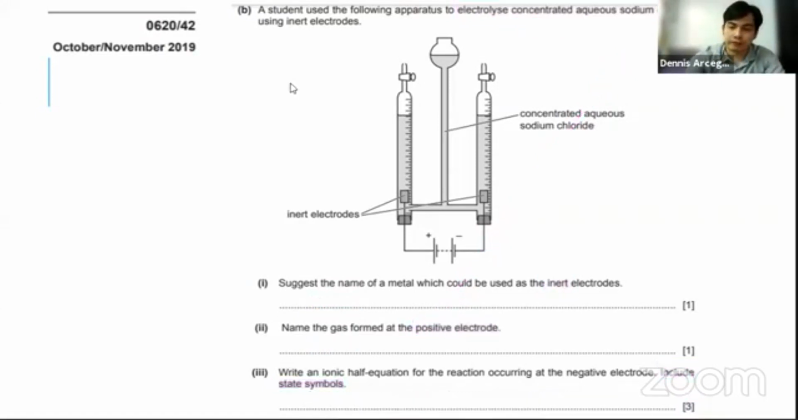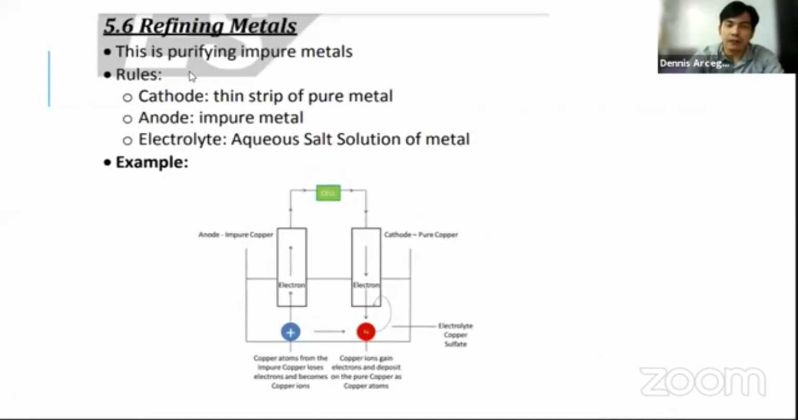Okay, next. The next one is refining metals. Refining means purifying impure metals. When you get the ore of substances, there are different impurities, other substances attached to it. It's not pure. Most of the time, it's impure metal from the ore. So there will be a way for you to refine the metals. This is how you're going to do it.